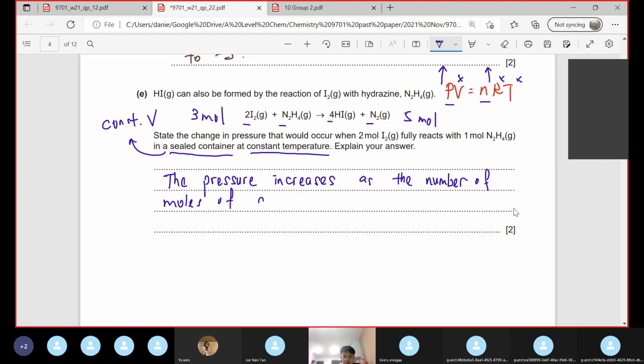of gases. Okay, you need to mention gases. Number of mole of gases. You can write molecules or particles, increases throughout the reaction.